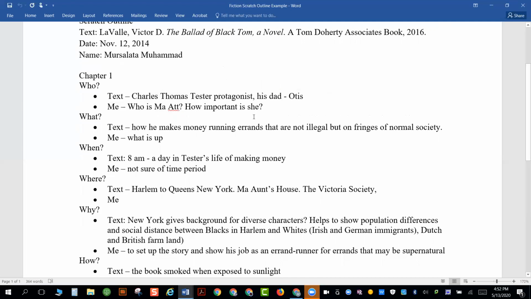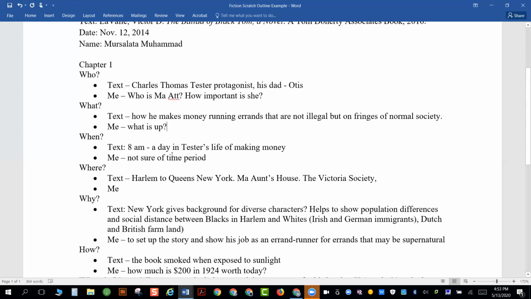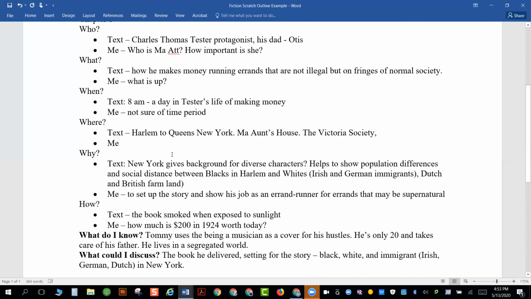What's going on? My notes were, I get to see how he makes his money running errands. It's not a legal job. It's not an illegal job. It's just a weird in-between space, and I don't really know what's up with that. So that's my question. And it's not vital that you have questions or even comments for yourself for each of these. This is wiggle room to write down and engage with the text.